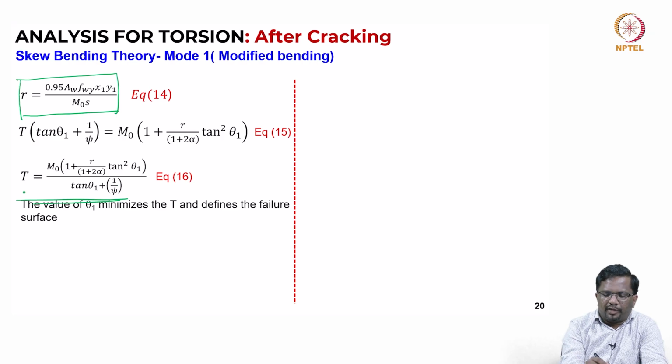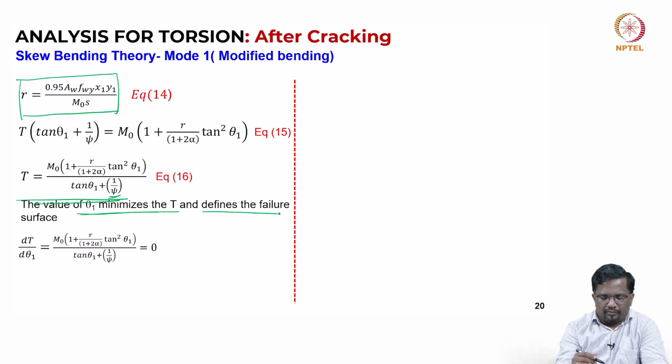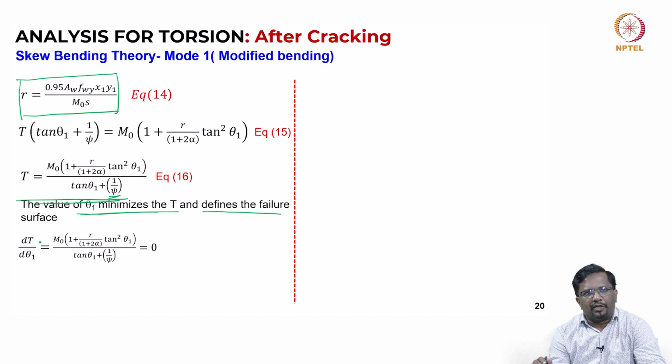So, if you try to express this T in terms of M0 and these psi parameters, you see that everything can be expressed in terms of this theta 1 like this. Now, the value of theta 1 can be minimized, basically it minimizes T and defines the failure surface, okay. So, to find out what theta 1 will define the failure surface, basically we are taking the first derivative and equating it to 0.